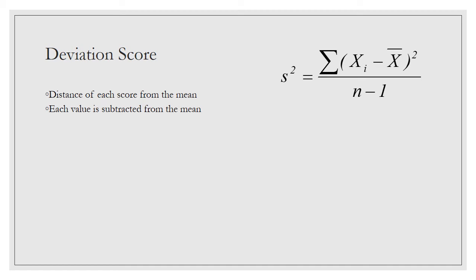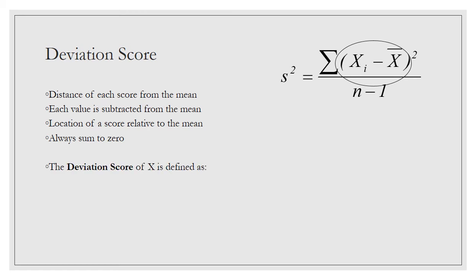So to calculate a deviation score, we take the distance of each score from the mean. It's just each value subtracted from the mean. That's this part of the numerator, x, the variable, any individual value from that variable, minus the mean. We also call it the location of a score relative to the mean. It's how far away you are from the mean. If you take any value and subtract it from the average, that's how far away you are from that average. These scores by themselves, if we don't do anything to them, will always sum to 0.